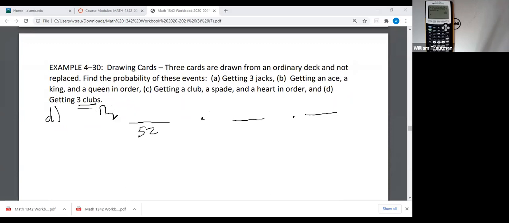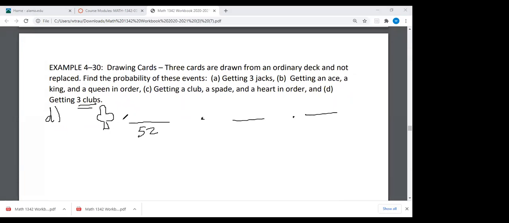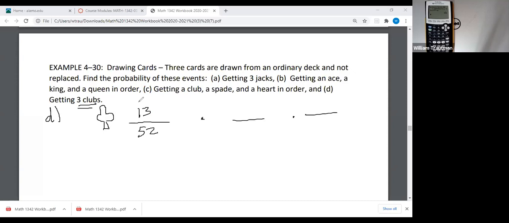Remember, clubs look like this. I think it's 11. There's actually 13. 13, okay. 13 clubs, 13 hearts, 13 diamonds, 13 spades. Don't forget, you have that in your workbook. You have to know that. So the probability of getting a club is there's 13 of them out of 52. But I'm not replacing the card. I'm going to throw that on the ground.